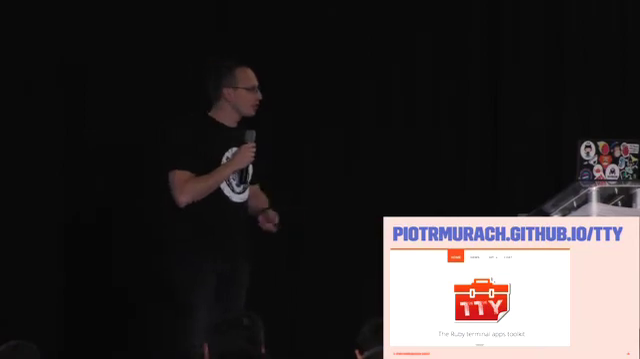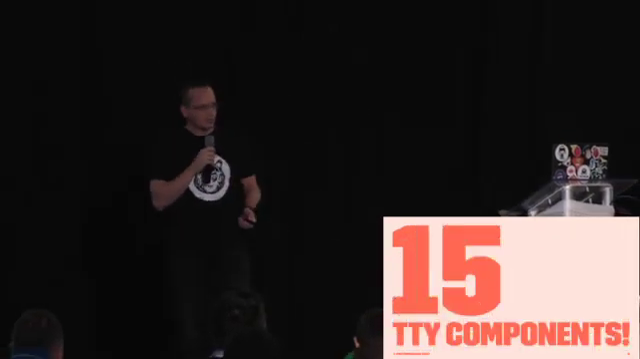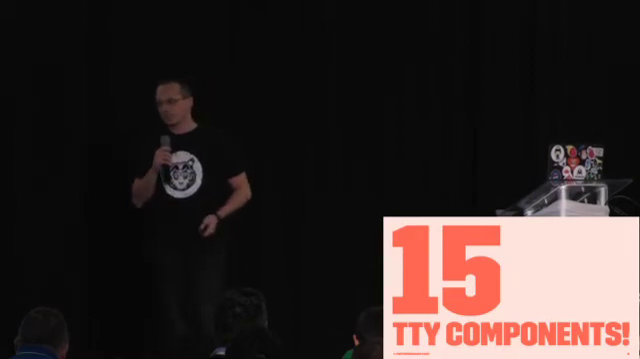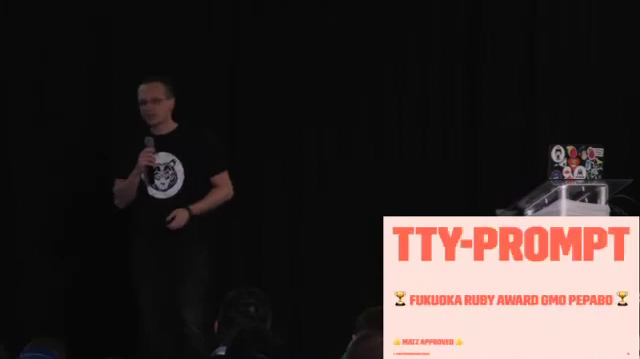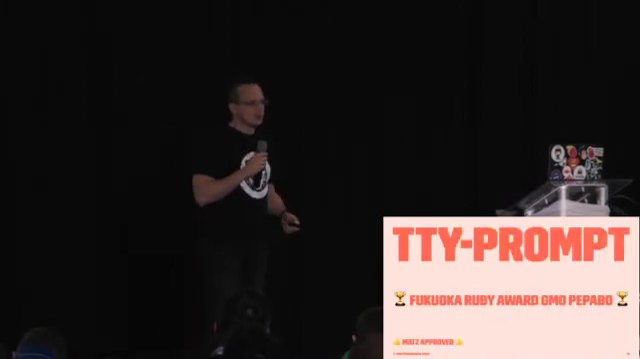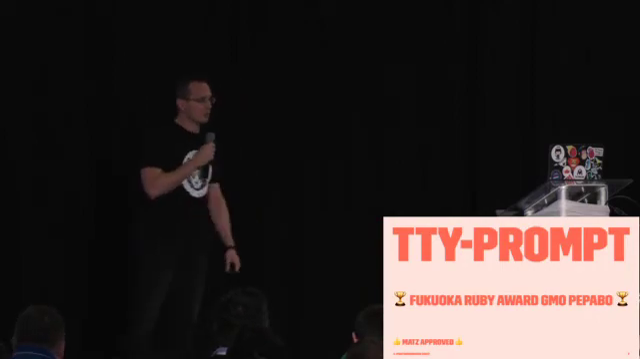So where you can find the project, there's a website. You can see all the packages built in. And you can find the source on GitHub. Google is your friend. So currently, I've got 15 components. I'm not going to show you all of them, but I'm going to show you a couple of them. So the first one is TTY prompt, which this year won the Fukuoka Ruby Award GMO Pepabo, which is Matz approved.